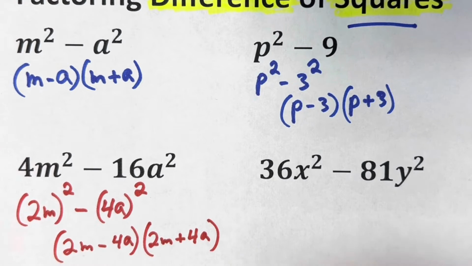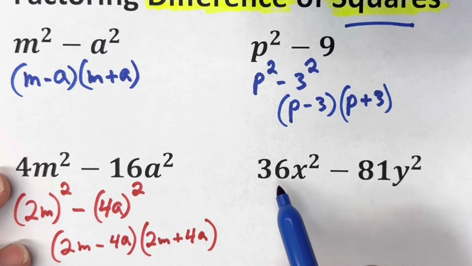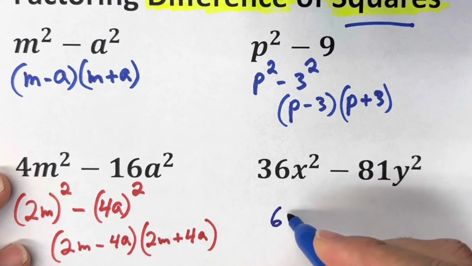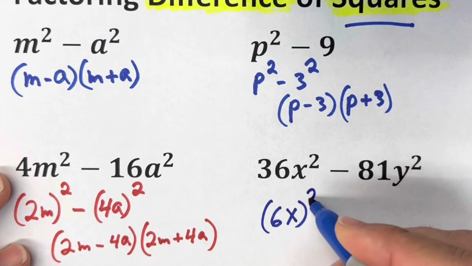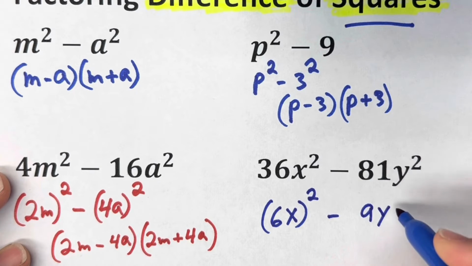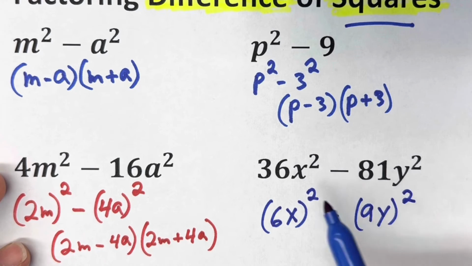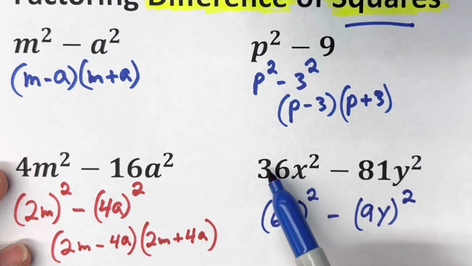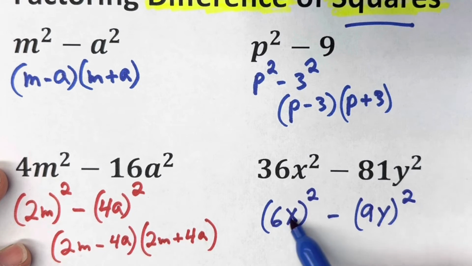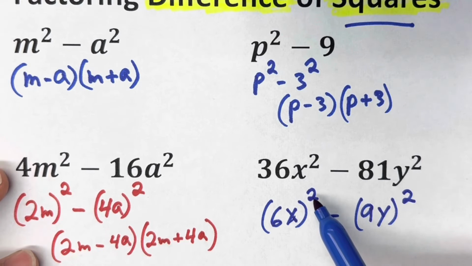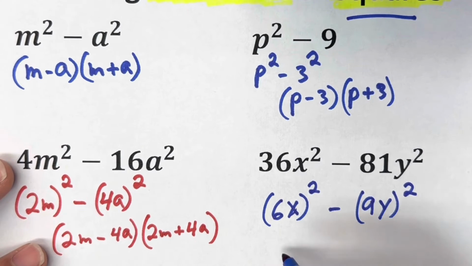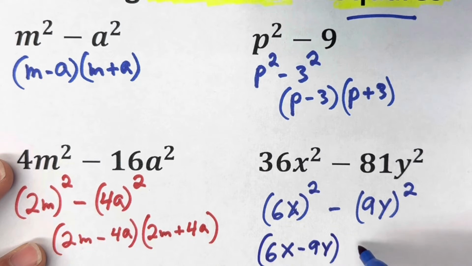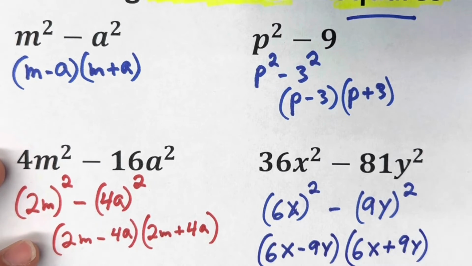This one is similar. We follow the same process. 36x squared minus 9y squared. First of all, I need to check if each number is a square number and write the base as a one-term square. That's what I need to do first. And then I just follow the process. 6x minus 9y times 6x plus 9y. Okay, and that's it, done.